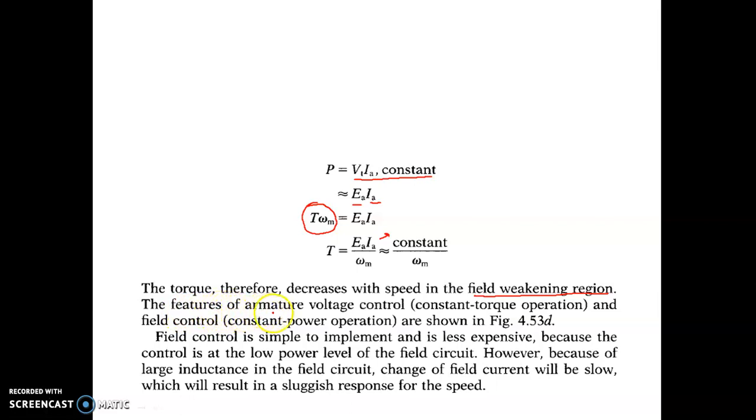The features of armature voltage control, constant torque operation, and field control, constant power operation, are shown. By armature voltage control we get constant torque operation, and by application of field control we get constant power operation, as shown here.